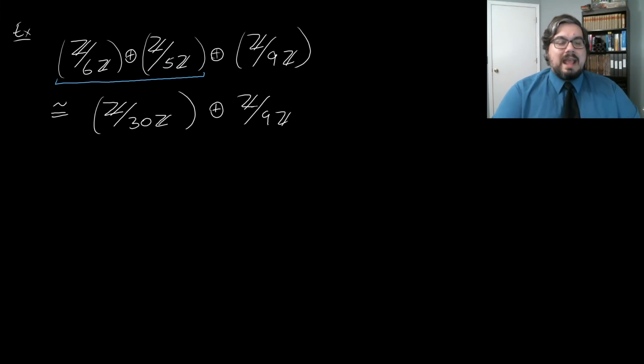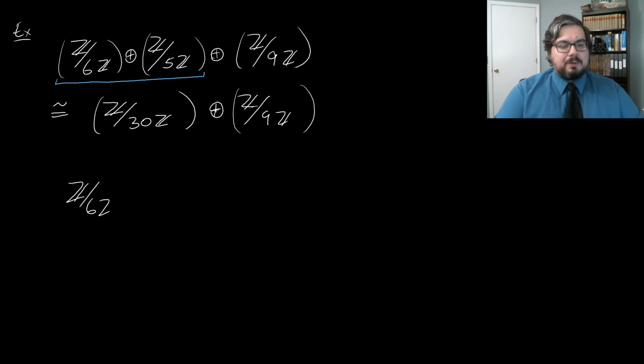where 30 is 6 times 5. However, we can't go further. 30 and 9 are not relatively prime. They have a common factor of 3. And therefore, these two groups do not combine together in the direct product and are not cyclic.